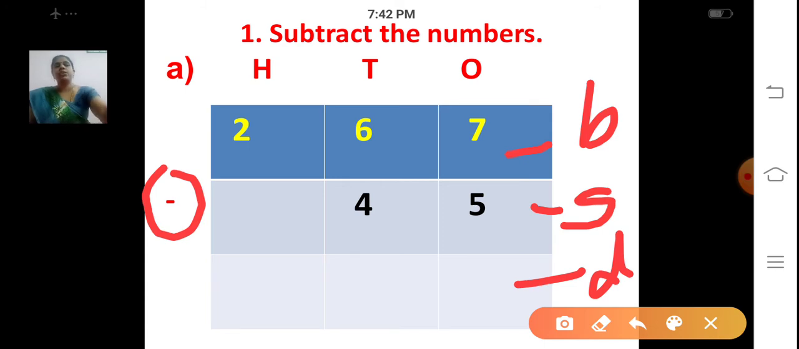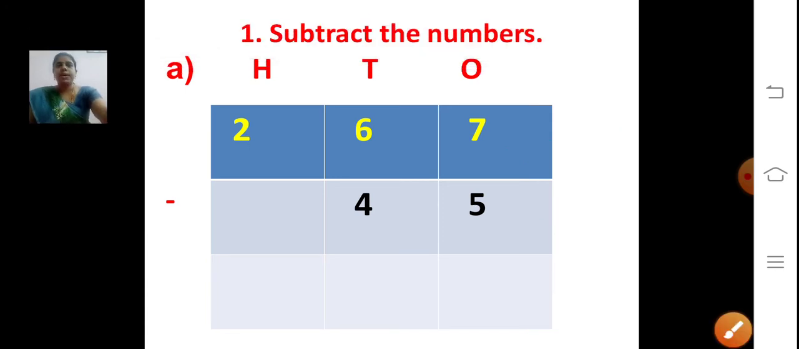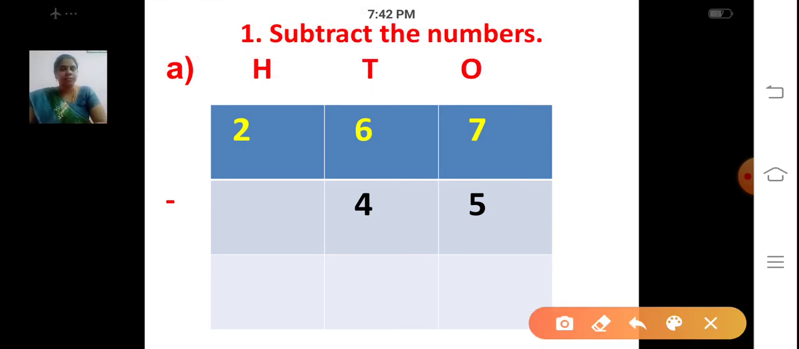Now we are going to subtract the two numbers. 267 minus 45. How will you subtract? From where will you start? It's from the ones place. So let's subtract 7 ones minus 5 ones. After 5, 6, 7. So 7 ones minus 5 ones is 2 ones. Write it down, 2 ones. 7 minus 5 is 2.